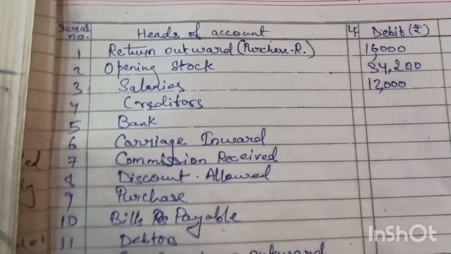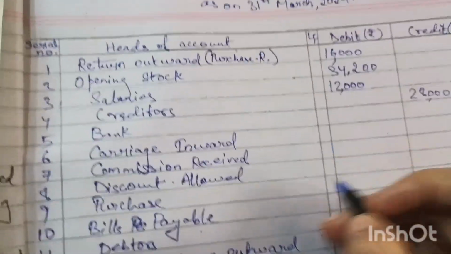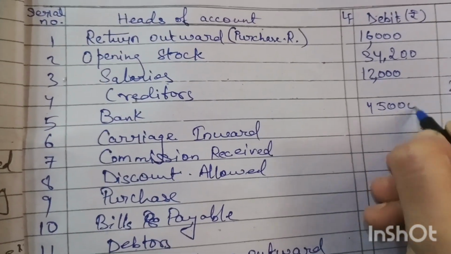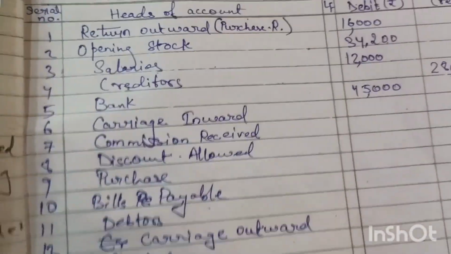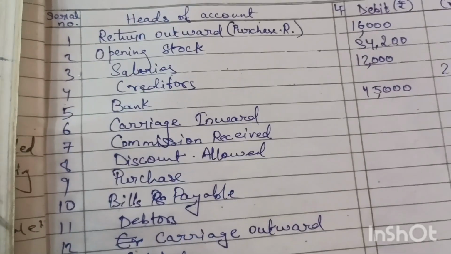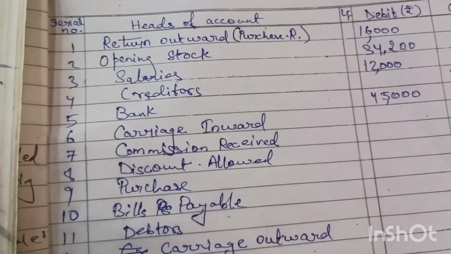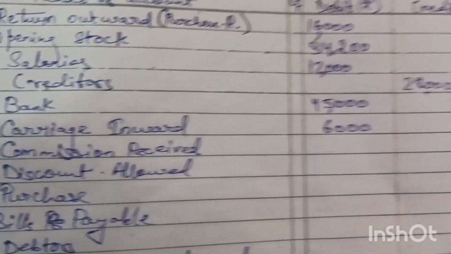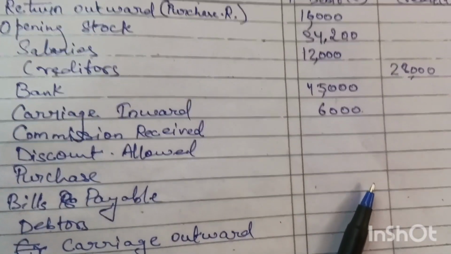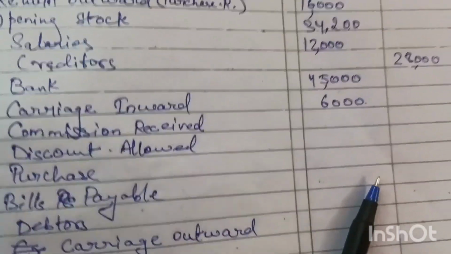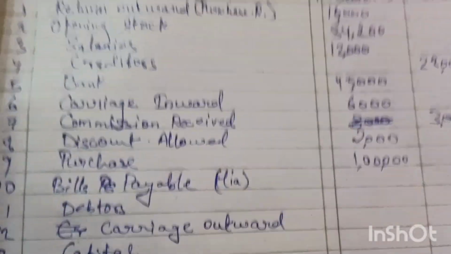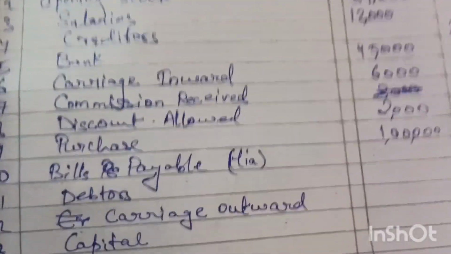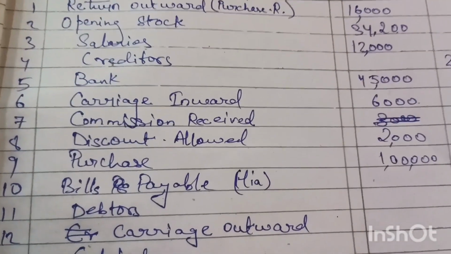Bank is an asset, debit side, 45,000. Carriage inward and carriage outward are both our expenses and will go on the debit side. Commission received is our income and will go on the credit side. Discount allowed is an expense, debit side. Purchase is an expense, debit side. Bills payable is a liability, we have to pay the money for that bill, so it will go on the credit side.